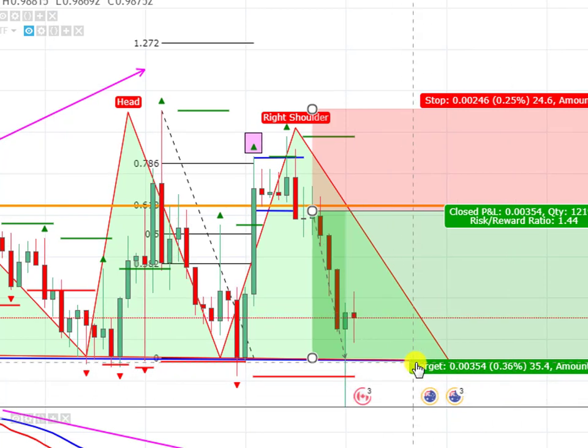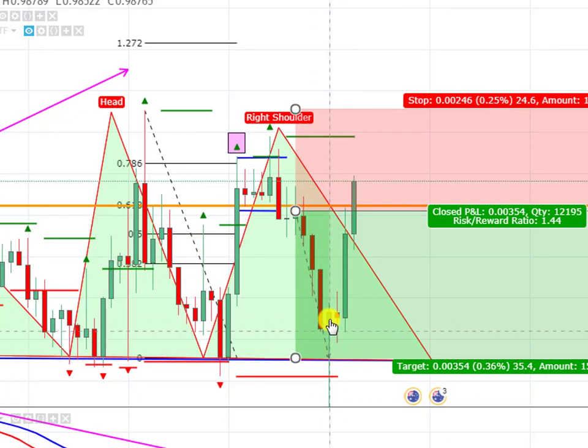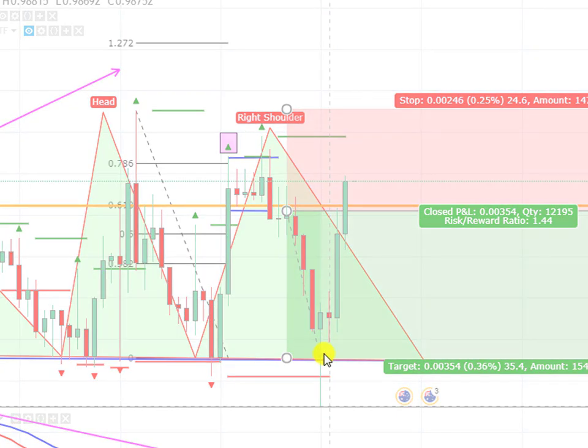Ayan. Yan, tinamaan na yung take profit natin. Dito pa lang na candle na to, tumigil na yung trade natin.